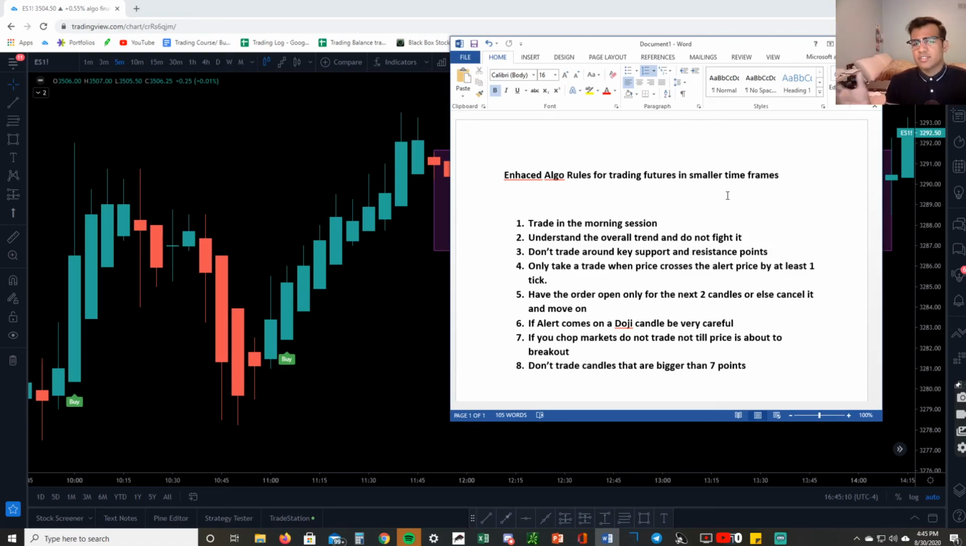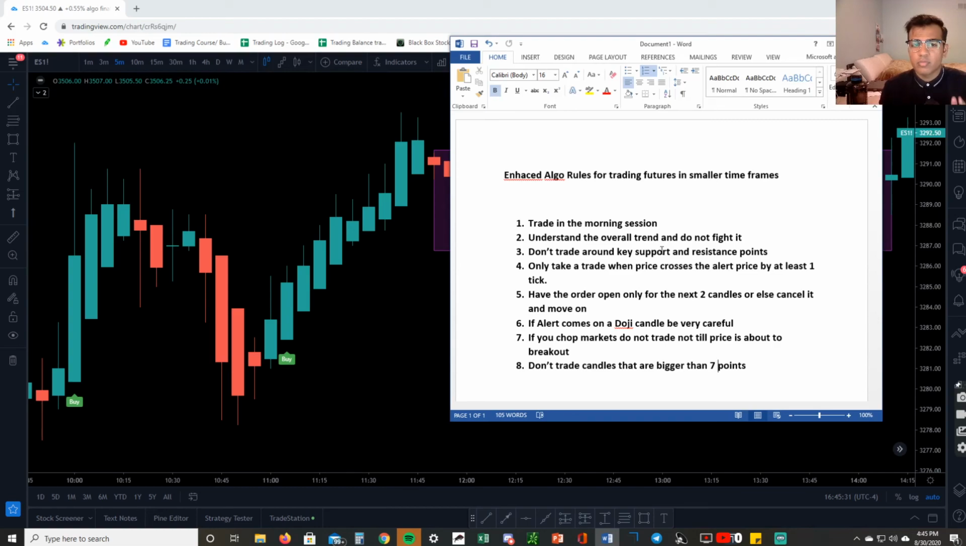I hope you understood it, especially if you were new, because you would have to have the algo to understand it. But yeah, it's that simple. These rules are an easy way to secure yourself some profits in the mornings and not have to be glued to your screen or just get false alerts, right?